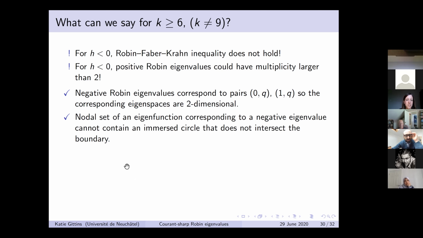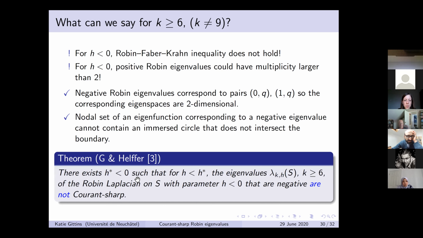And so the benefit of restricting to this negative case corresponding to those pairs was that we could do the analysis of the possible topologies. And what we can say is, in the case where k is at least 6, there is some critical h star, so that the negative Robin eigenvalues are not Courant-sharp.